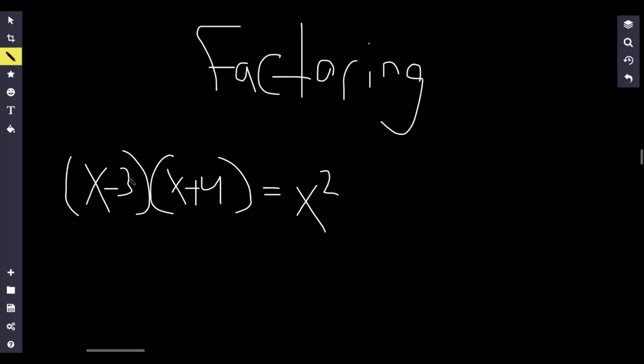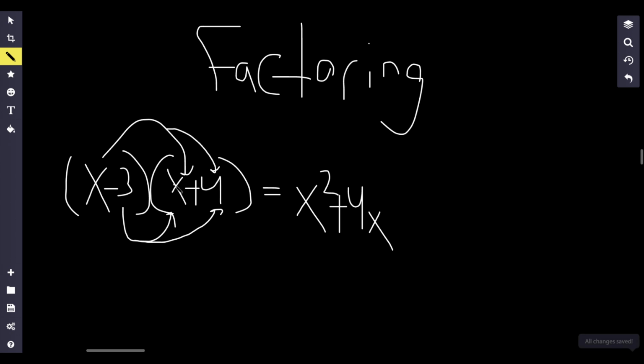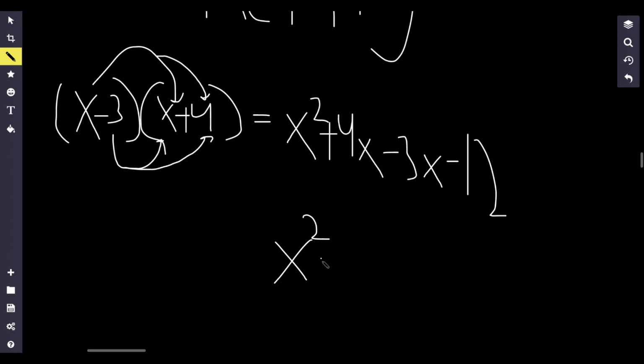If you actually use the double distributive property to multiply this out, you're going to get x times x, which is x squared, x times 4, which is 4x, but then negative 3 times x is minus 3x, and then negative 3 times 4 is negative 12. So all of this simplifies to x squared plus x minus 12.